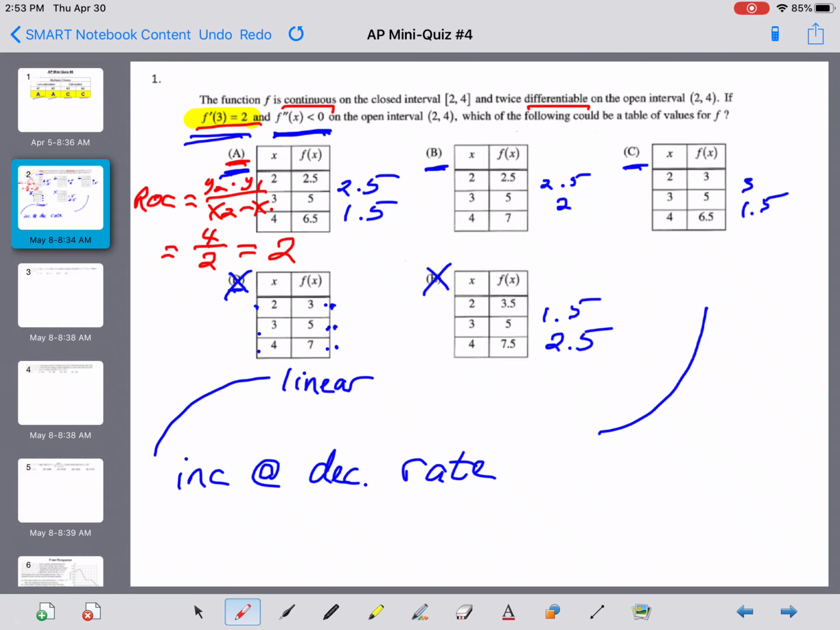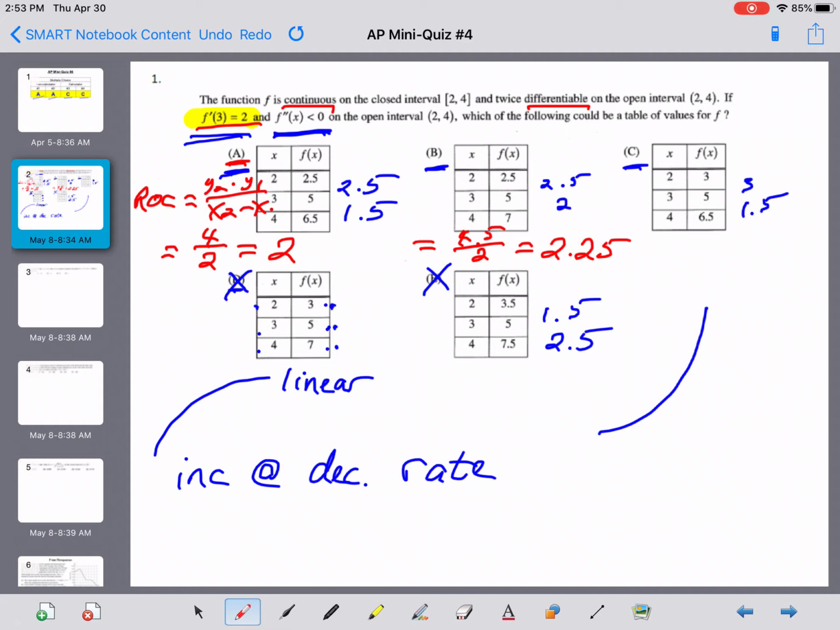If we tried the same thing here on B, let's do that same work here on the average rate of change. The 7 minus the 2.5 right there is going to get us a 4.5. The 4 minus 2 is going to get us a 2. That only guarantees that our first derivative would have to equal 2.25 at some point. That doesn't guarantee that the derivative has to equal 2.